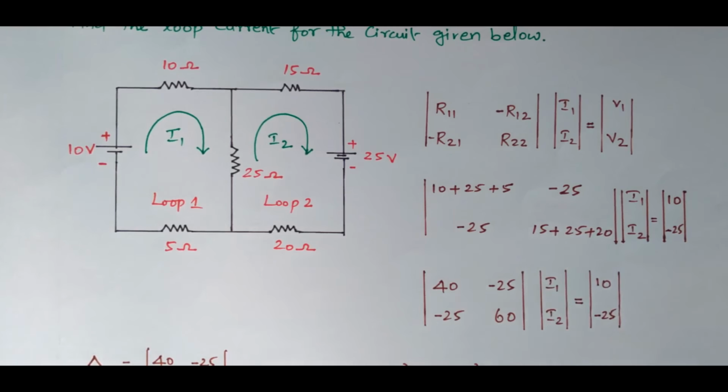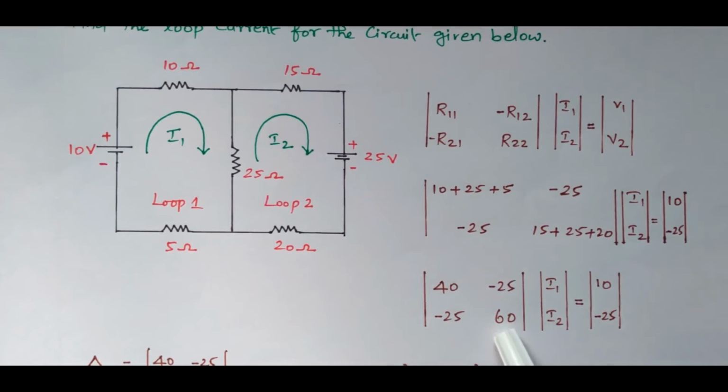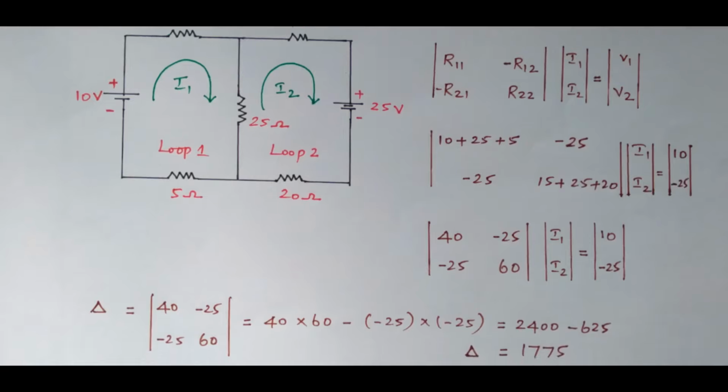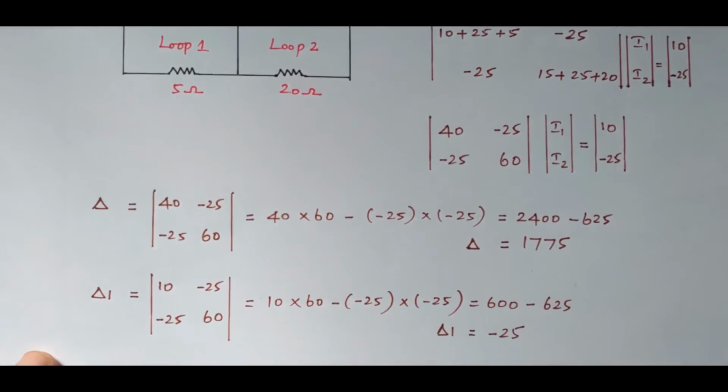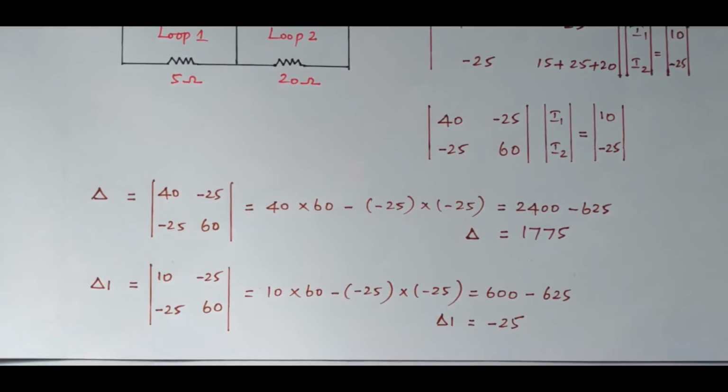Now how will we find this I1 and I2? That is by finding the del values, del 1 and del 2. Now this is the del value. By replacing the first column with the voltage matrix, we will get del 1. By replacing the second column with the voltage matrix, we will get del 2. Now we will see this one by one so that you are able to understand. So this resistance matrix is del.